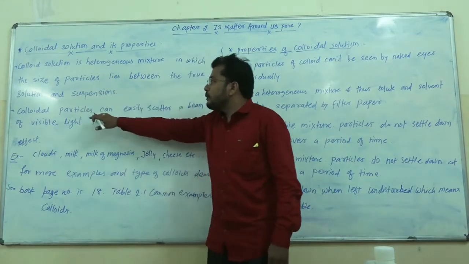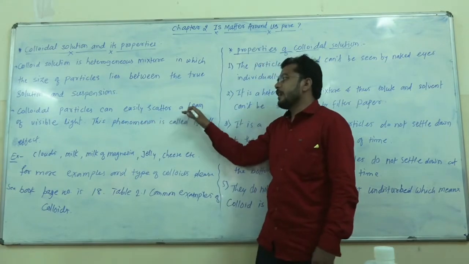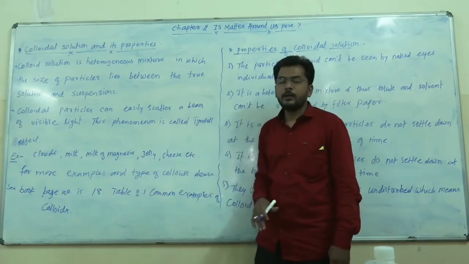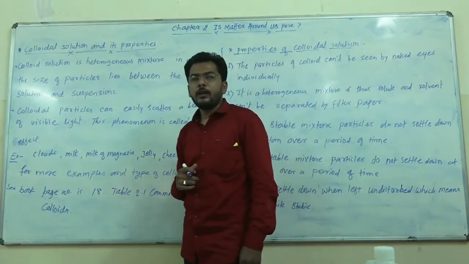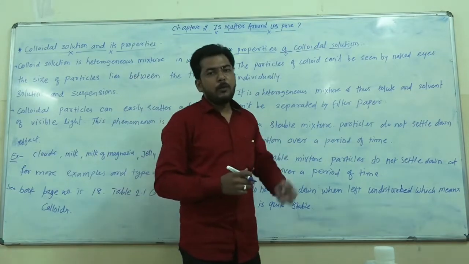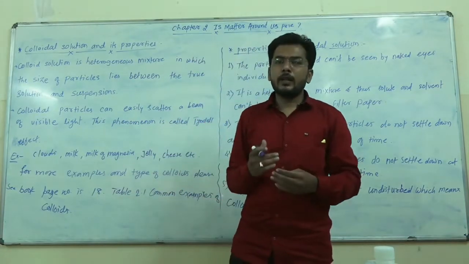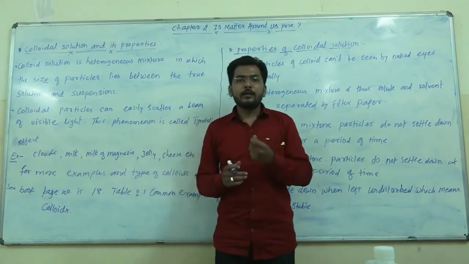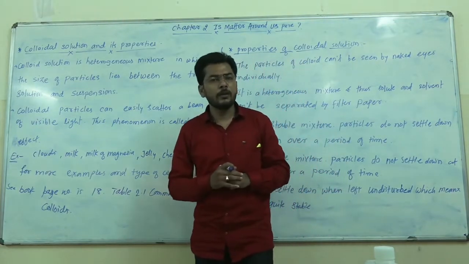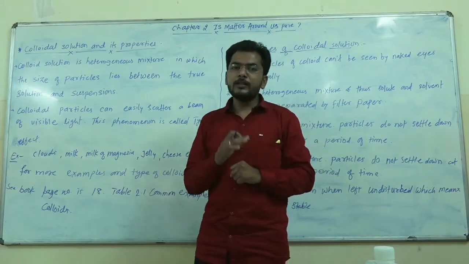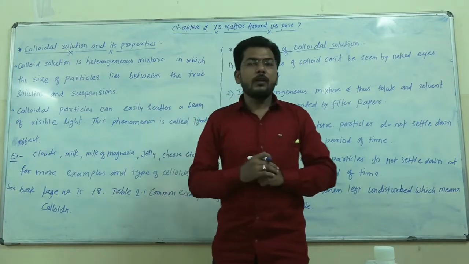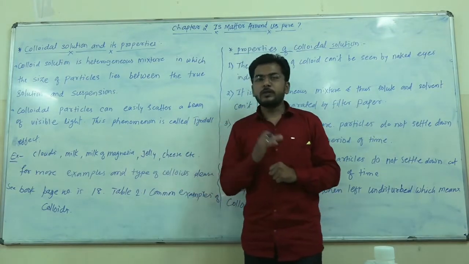But the size of the particles of the colloid solution lies between true solution and suspension. Colloid particles can easily scatter a beam of visible light. This phenomenon is called the Tyndall effect. We know that very well. When a beam of light passes through a medium, the particles scatter that beam of light and it becomes visible in the path of light. This is nothing but the Tyndall effect. We did this activity also. The colloidal solution shows the Tyndall effect.